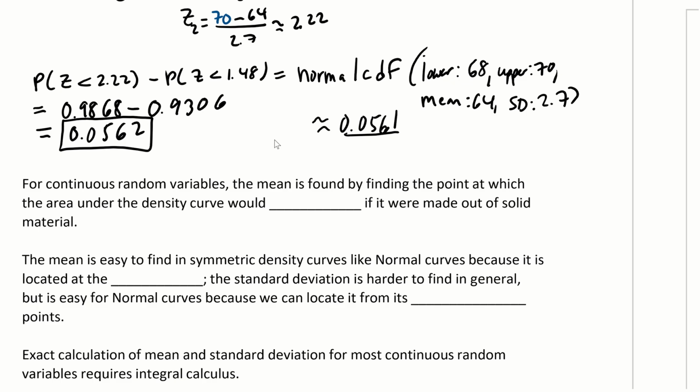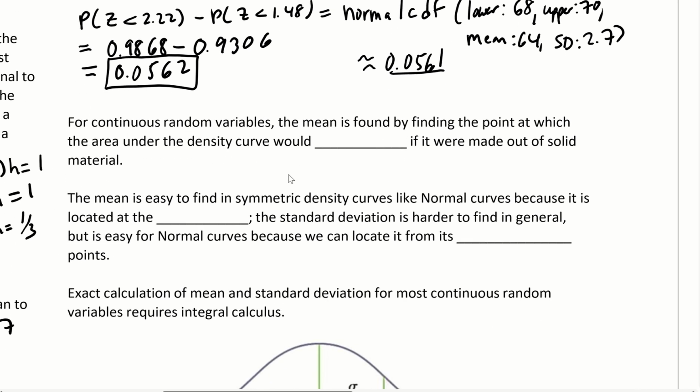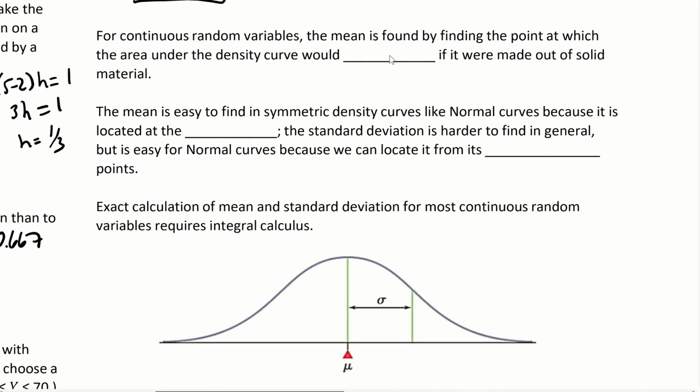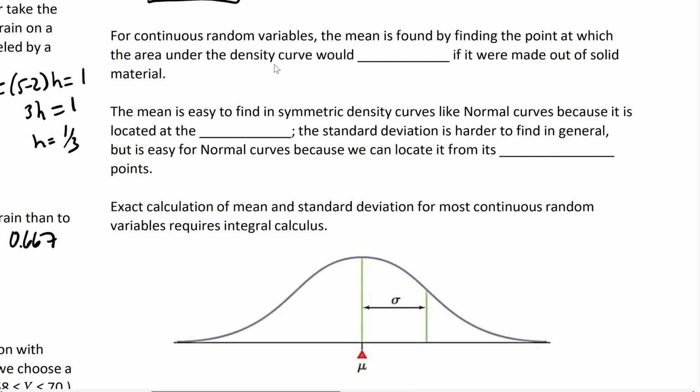All right, folks, so we're going to be wrapping this up here. Just a couple of things then. For continuous random variables, the mean is found by finding the point at which the area under the density curve would balance if it were made out of solid material. So how would we balance it? The mean is easy to find in symmetric density curves because it is located right at the center. The standard deviation is harder to find, but it's easy for the normal distribution because we can locate it from its inflection points.